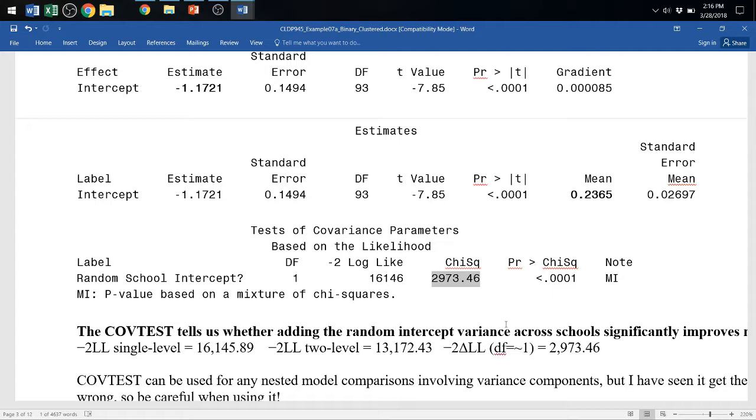Anyway, 1 degree of freedom is 3.84. For a mixture chi-square that it's using, it's 2.71 instead. So the fact that our minus 2 log likelihood difference is like 3,000 means who cares? You should care if it's between 2.7 and 3.8.